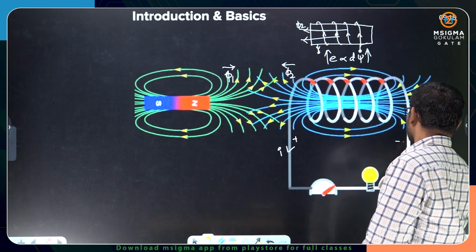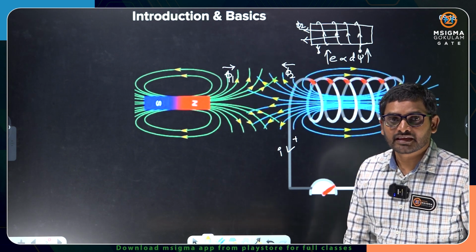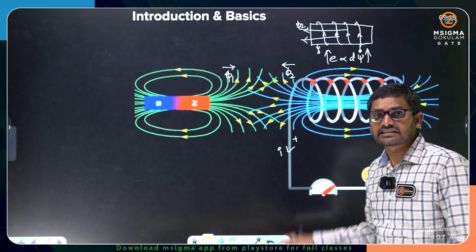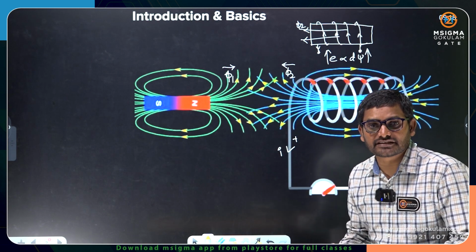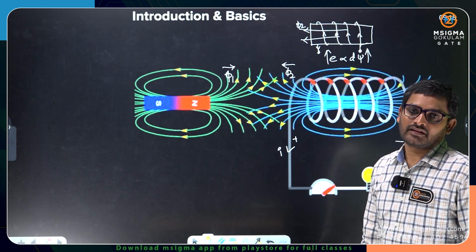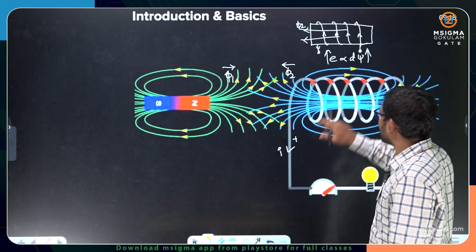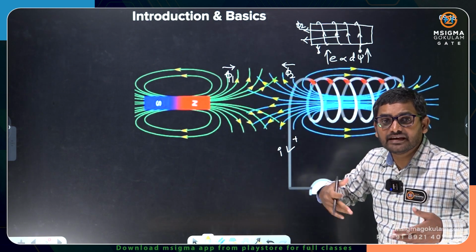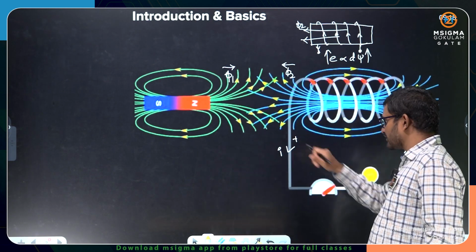The current entering terminal is going to be the negative terminal here. Why? Because it is not a passive element. The coil is acting like an active element now. It is capable of delivering the current because of EMF. In the coil, EMF is generated, so it is capable of delivering the current.